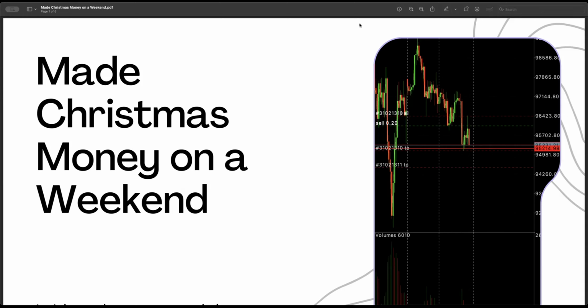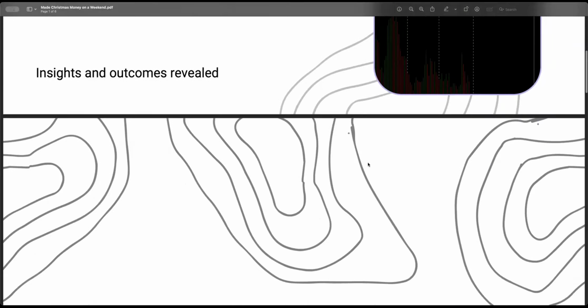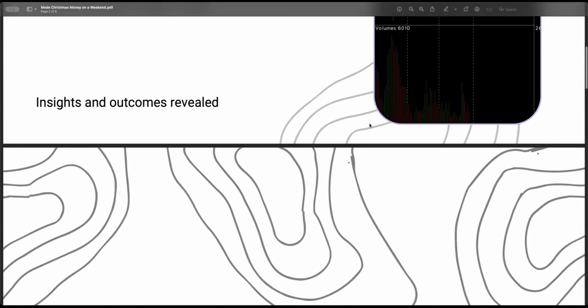All right. So, as you can see on the right side, we can see that, oh no, oh yes. Can you see that? Money was made, right? Okay. So how did I do this? Well, we'll take a look at the insights and the outcomes.